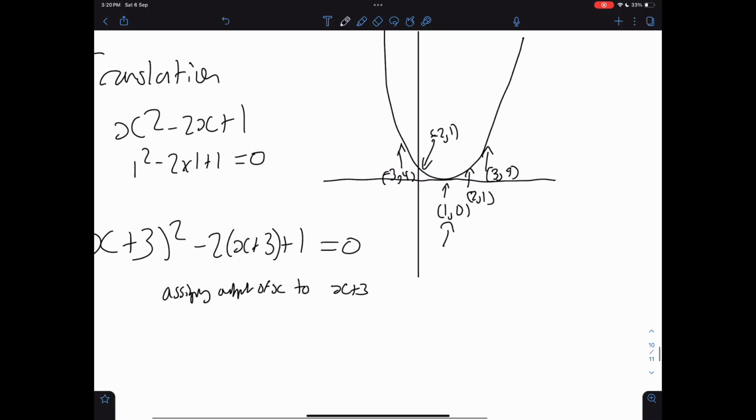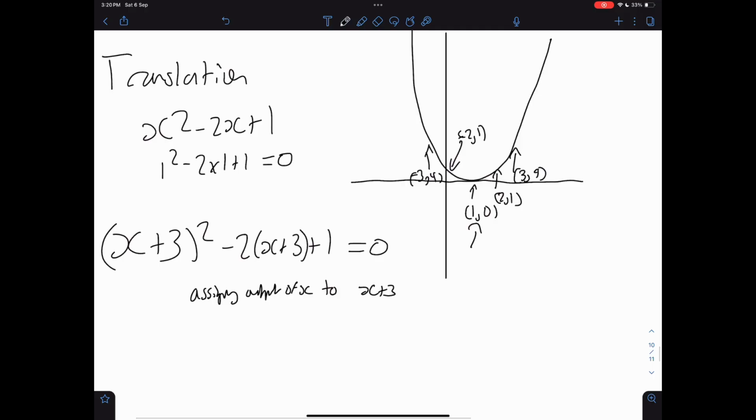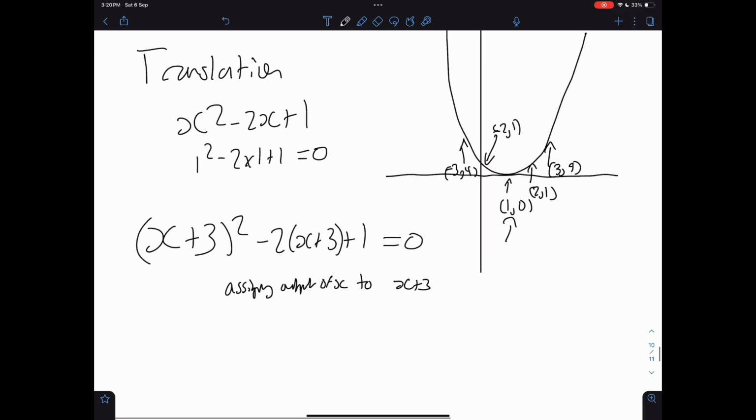Or is it the other way around? No, yes, we are saying that we have changed the... sorry, I got that the wrong way around, I do apologise. We have changed x to x plus 3. So what we're saying is, what used to be x, we're now going to give you x plus 3.